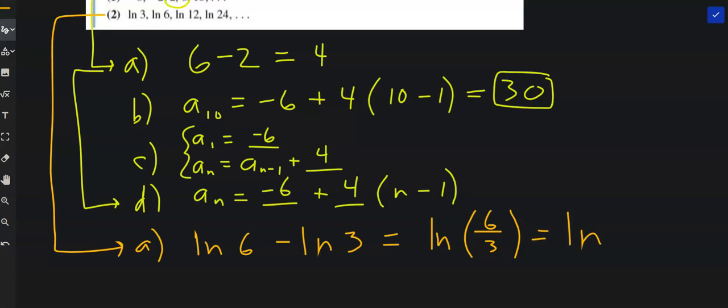So how much are we adding each time? We're not adding 2, we're adding the natural log of 2. That right there is your common difference. And yes, I know that's weird, folks.